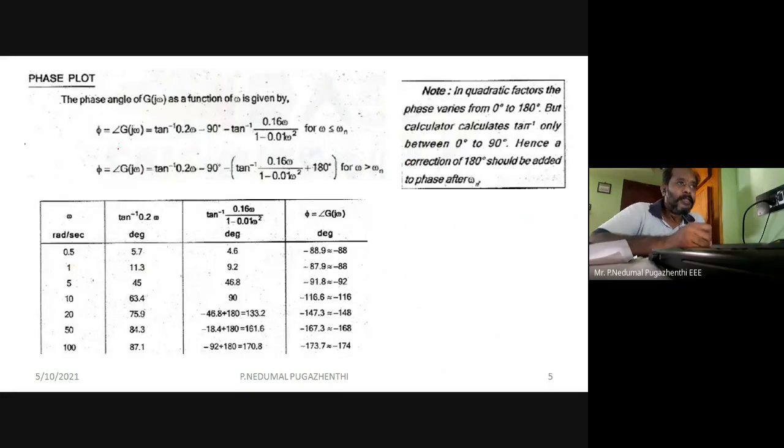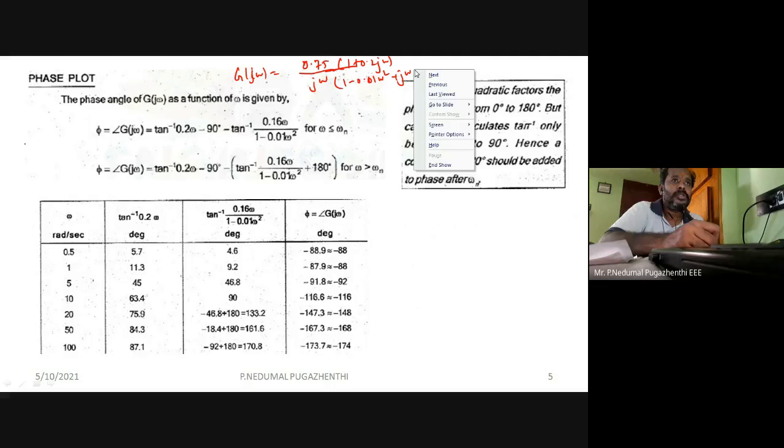Now, as I said, we go for the phase plot. So your transfer function is G of j omega. G of j omega is 0.75 by j omega times (1 plus 0.2 j omega), and you get 1 minus 0.01 omega squared plus j omega into 0.16 omega. Okay, 0.16, right?